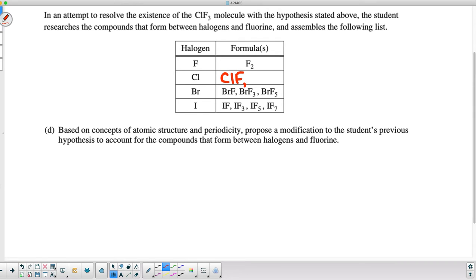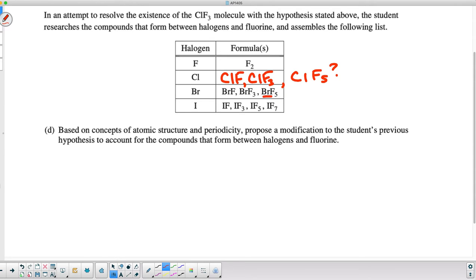But there's clearly more than that, though, because we can include the ClF3. But if we can include ClF3, can we include then a ClF5, like you see down here for bromine? Okay, so let's talk about that.